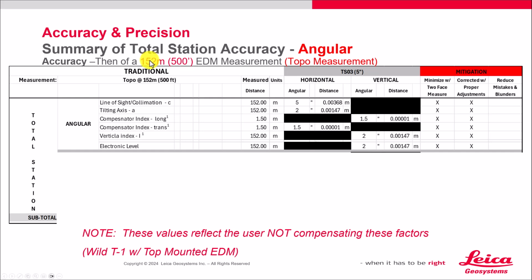Okay, again, 500 feet topo measurement or 152 meters. I went through and took all of the errors that we come up with in the angular. I used 152 meters and 1.5 meters for a height of instrument. And I took those accuracies from the spec sheets. And then I calculated the distances in the horizontal and the vertical that this could be off. Now again, remember, this is not compensating the factors. It's basically an optical theodolite with a top-mounted EDM.